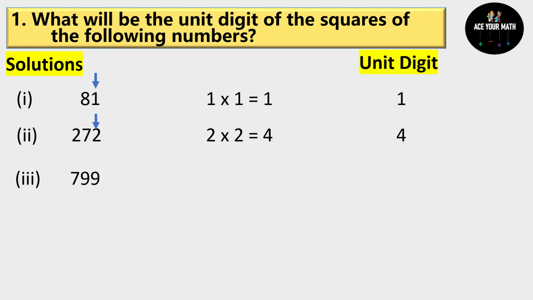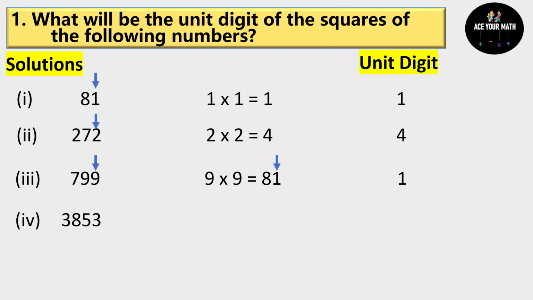It is 799. What is the unit digit here? It is 9. So multiply 9 by 9, you get 81. In the 81, what is the unit digit? It is 1 only. So your answer is 1 here. See, all questions are very simple. Now look at the next question.